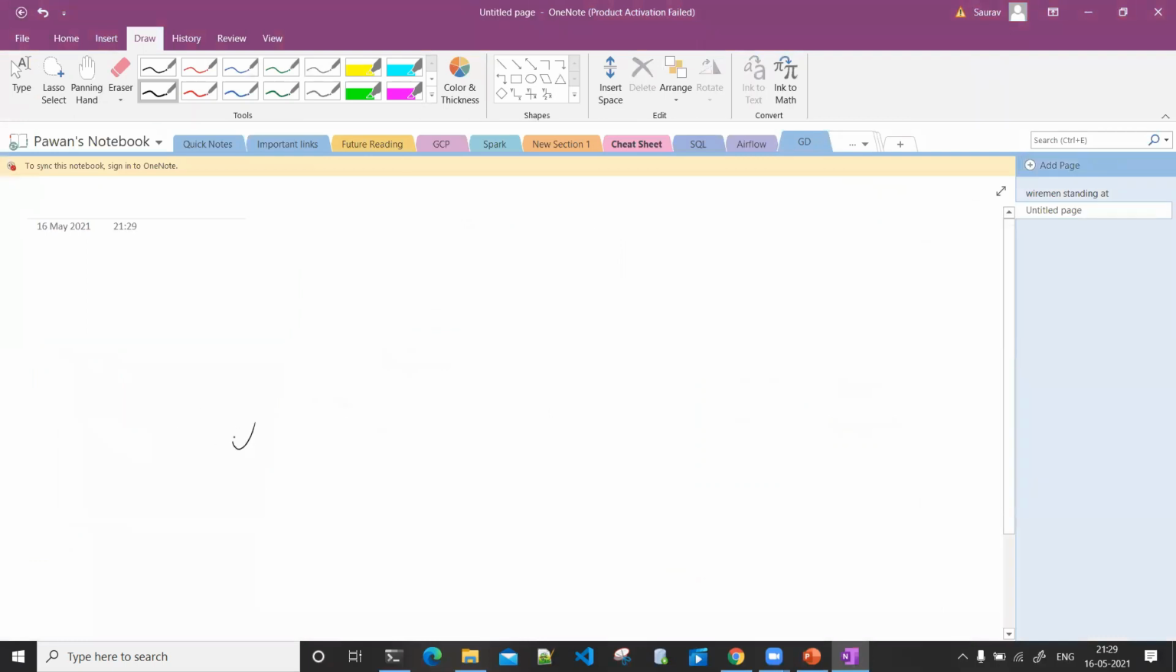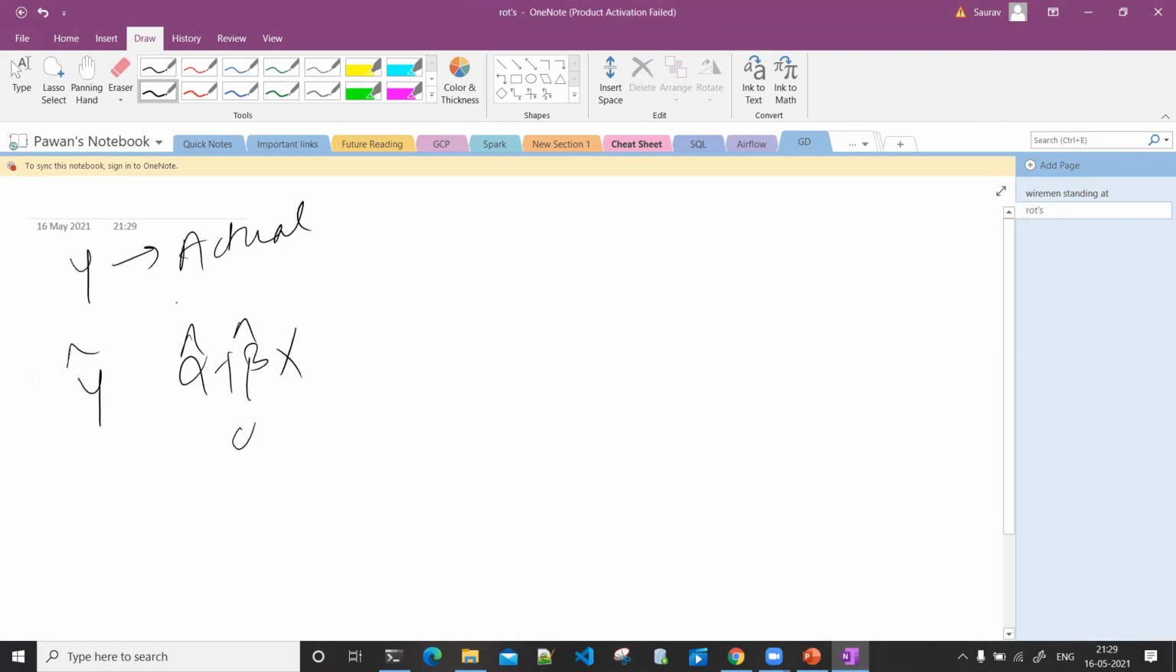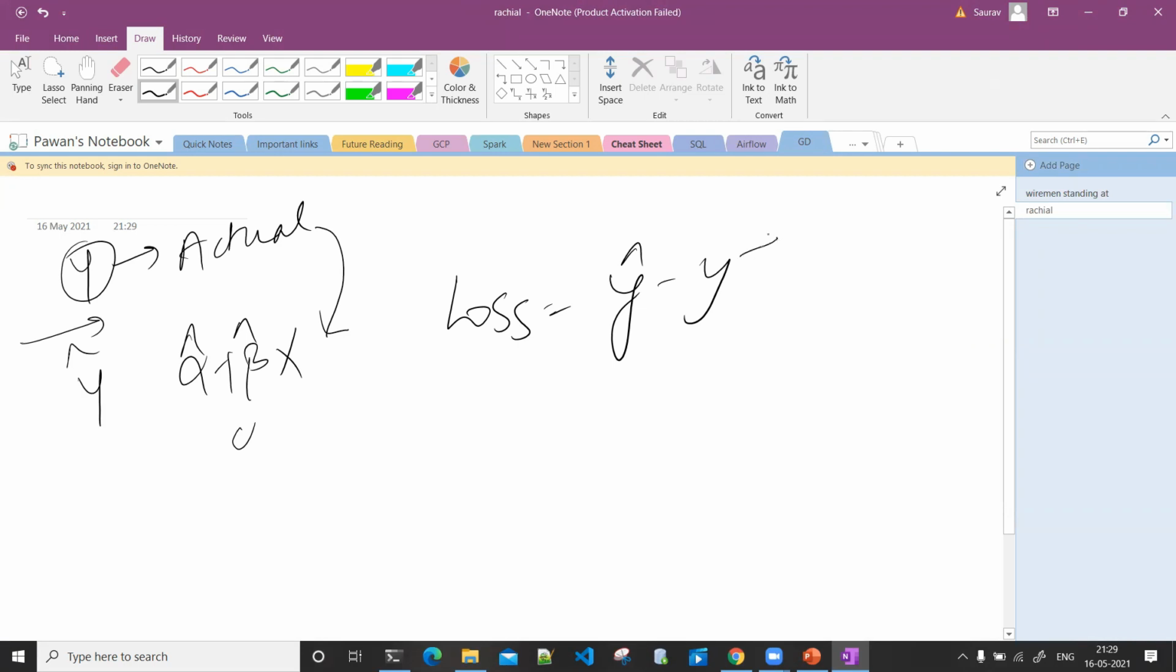So we know alpha and beta, right? So this is our actual value, and this is the prediction made by the algorithm. Obviously, there is going to be a difference between both of them, and that is known as loss, right? If you remember, we have done this thing as well. This is the loss, and this is called RSS.